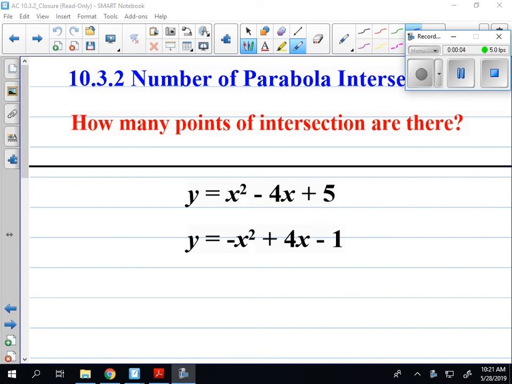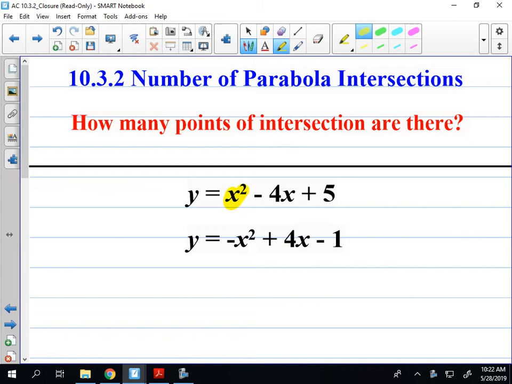This video is to help you guys check your answer for the right side of your 10.3.2 notes. We are trying to find how many points of intersection there are between these two parabolas. I can tell they're parabolas because they both have an x squared and an x, and that's what tells me it's a quadratic equation.